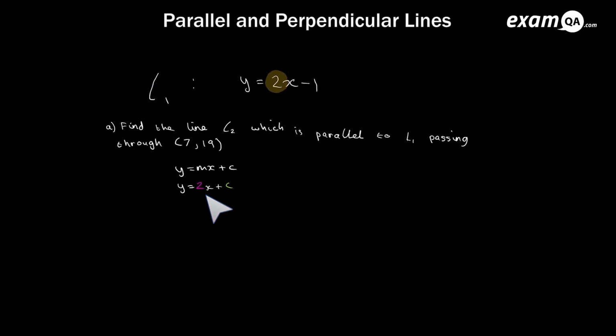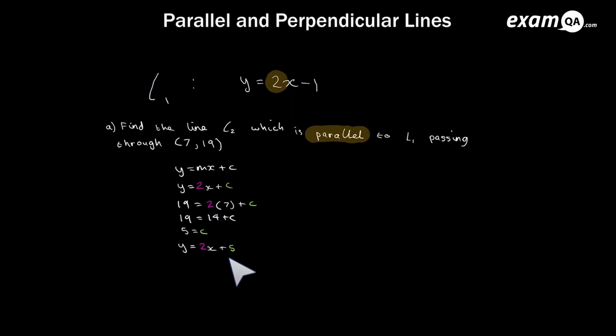So in our coordinate, the y value is 19 and the x value is 7. So it'll be 19 equals, and remember that 2x means 2 times x. Okay, so you can see here I put the x in as a 7. The brackets do mean a times, and rearranging gives us, so now we've got the whole equation.